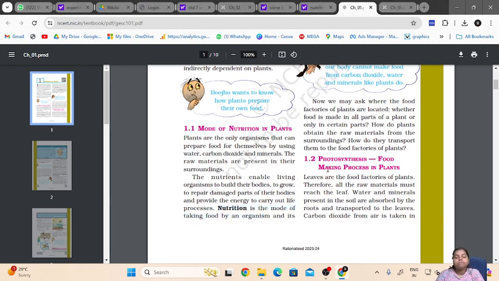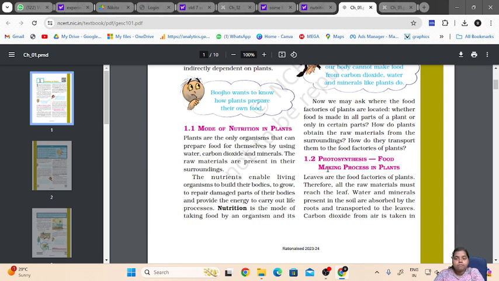Okay, now we'll clear each and every doubt. Don't worry, we'll study this procedure in detail. So the food preparation mechanism that is taking place inside the plant, which helps them to make their own food, to synthesize their own food, that process is called photosynthesis. Remember this, that process is called photosynthesis. Understood?